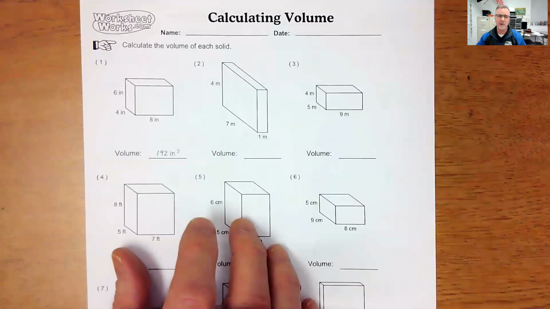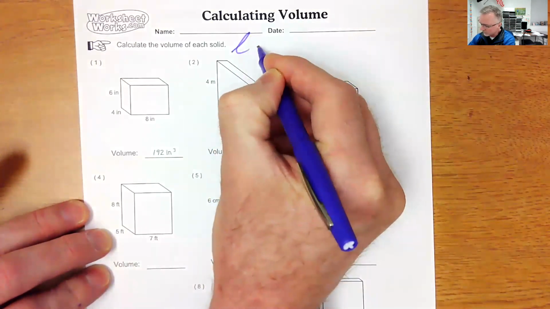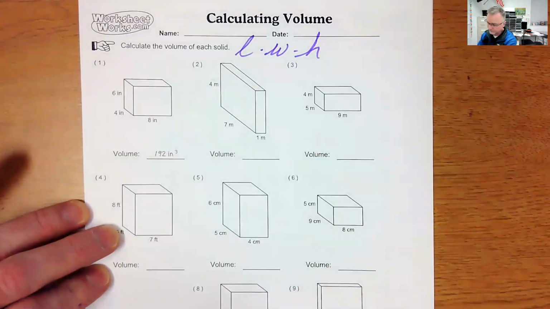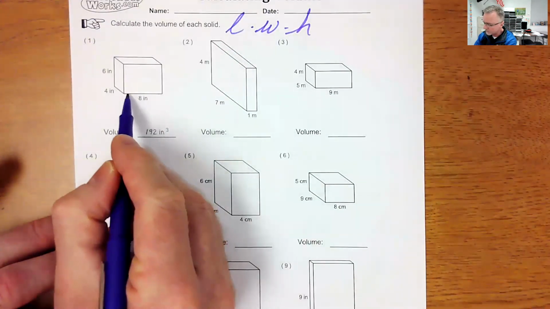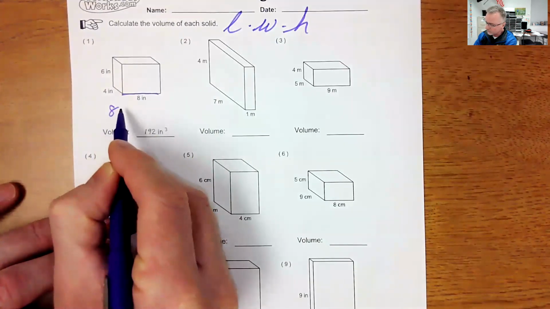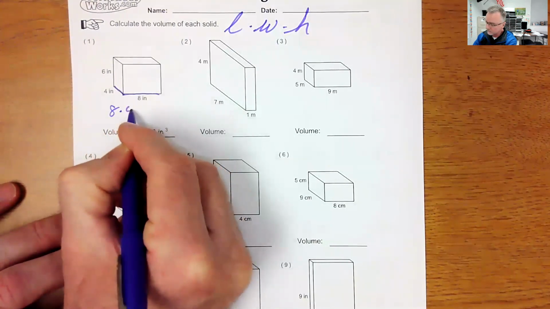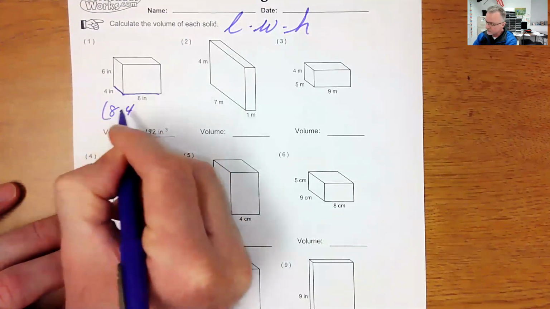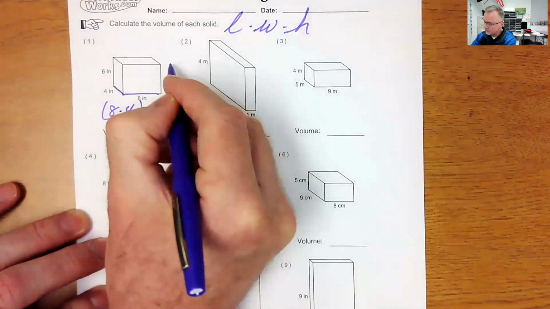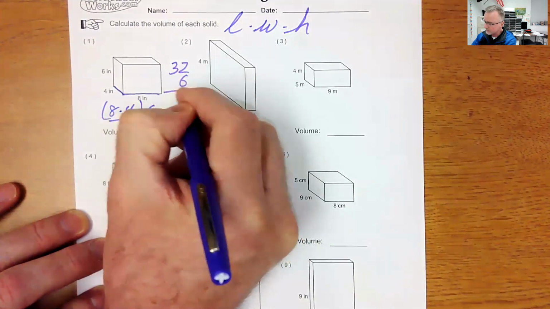So I decided to do some volume today. Remembering our formula for volume is length times width times height. So on the sample one that was done, the length of this rectangular prism is 8. We'll multiply that times the width of 4, and then times 6. The base times the height. So 32 length and width times the height.